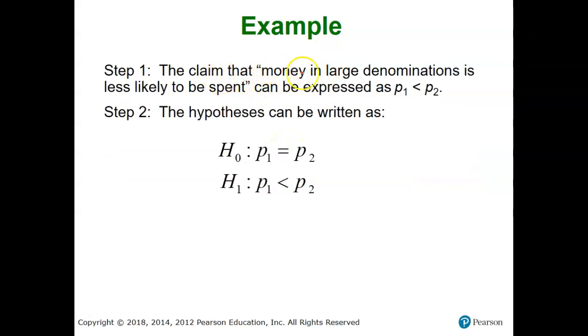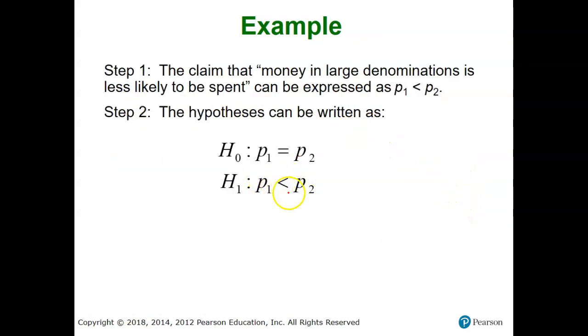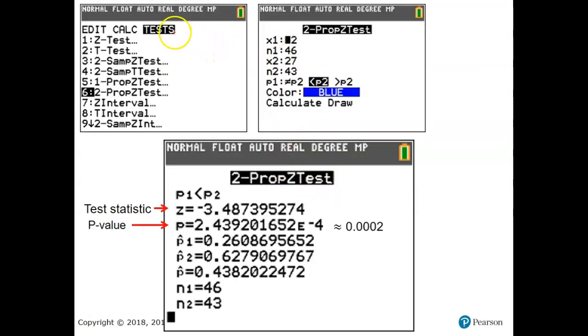Okay, here the claim that money in large denominations is less likely to be spent, we can express that claim as P sub 1 is less than P sub 2, because here if we're saying the large denominations is less likely to be spent, then the large denomination, that's going to be like our group 1 or our P1 and our P2. So we want to have P sub 1 is less than P sub 2 for our alternative hypothesis. Our null hypothesis is always going to be that they're equal to each other. So when we go to put this in, we'll choose the two proportion z-test. We'll enter our x sub 1, n sub 1, x sub 2 and our n sub 2. And this one we'll choose a less than.